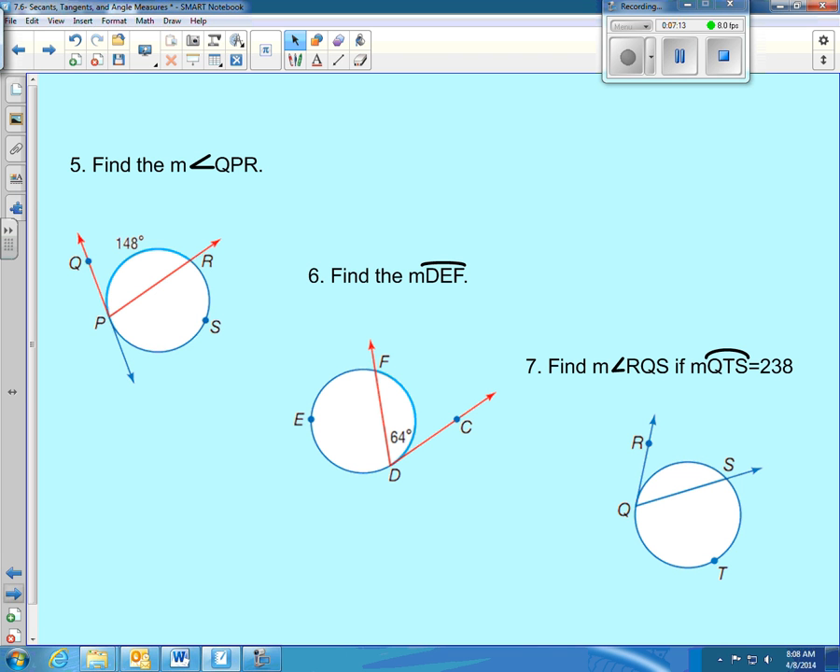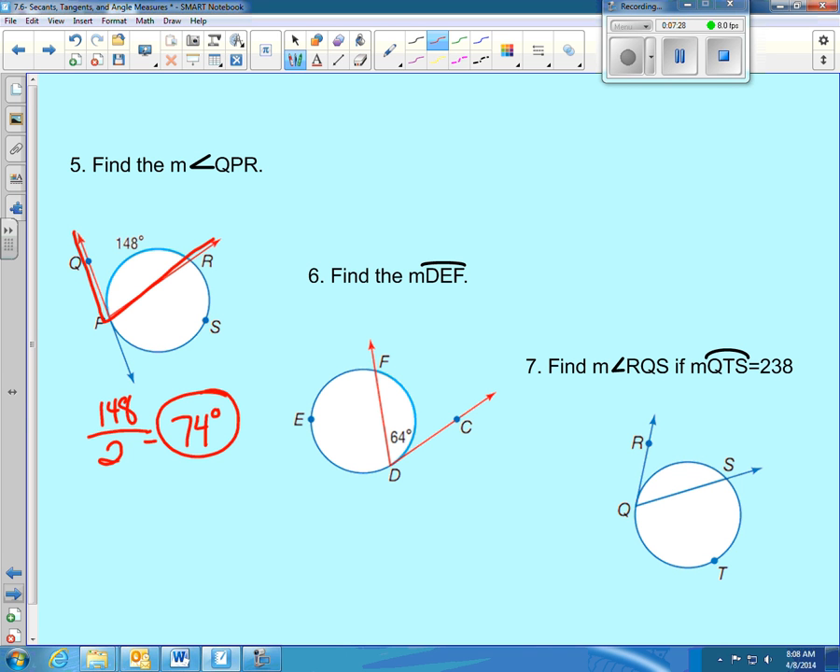Number 5 says find the measure of angle QPR. QPR, that's this red one here. So that's just asking for half of the arc. 148 divided by 2, we get 74 degrees. Okay, now it says find the measure of DEF. Now we're talking about this arc here.